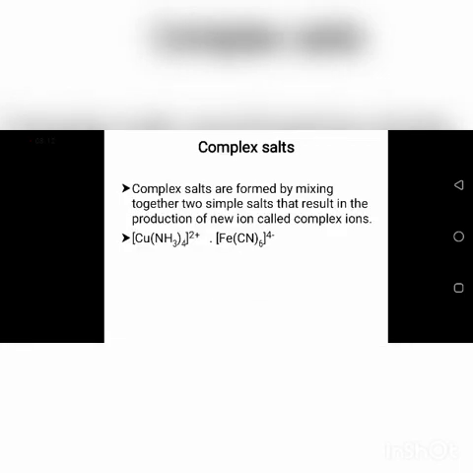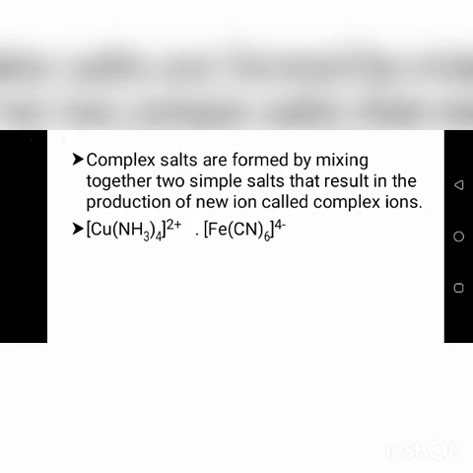Now, having known that, we look at complex salts. Complex salts are formed by mixing together two simple salts that result in the production of a new ion called a complex ion. So complex salts result in the formation of a complex ion. They carry charges in them, and you have tetraamminecopper(II) ion as an example of a complex salt.